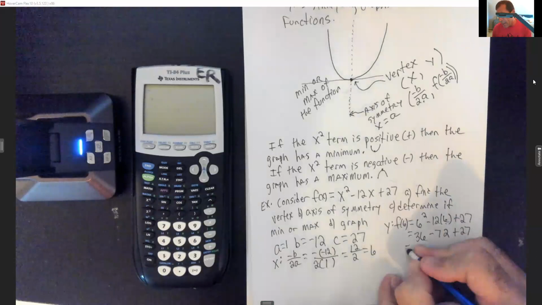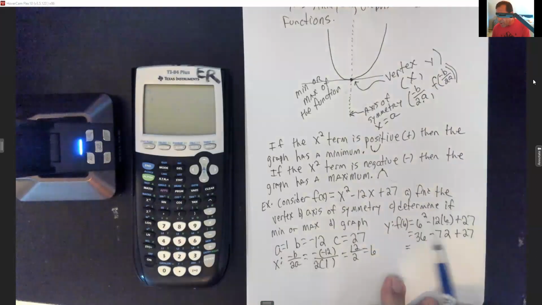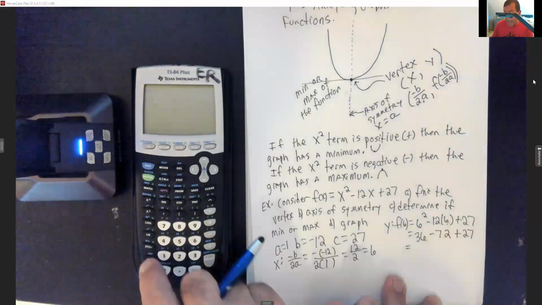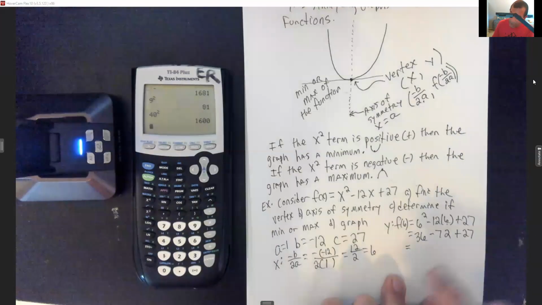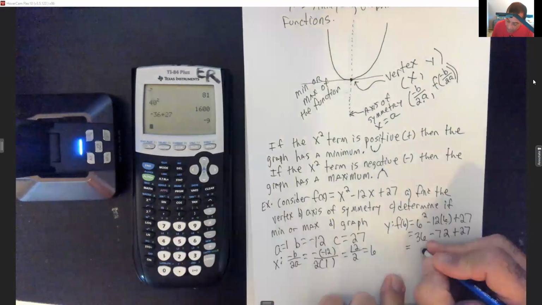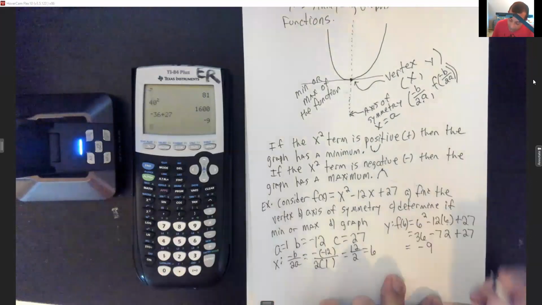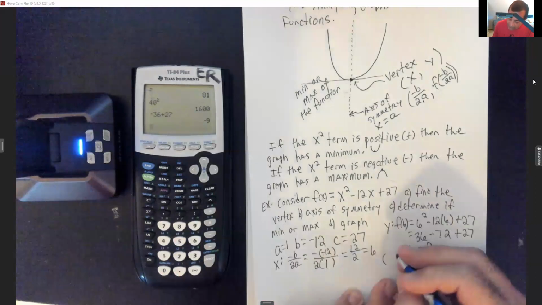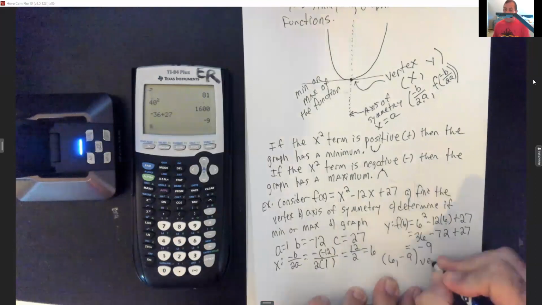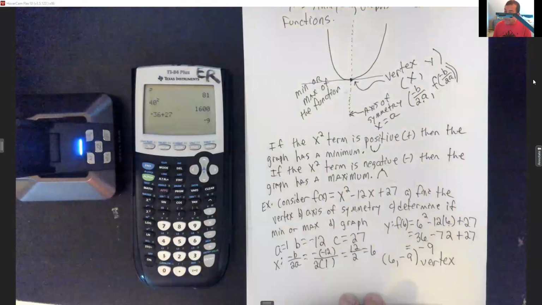And I'll tell you another little pattern I noticed. These two numbers, one's always double the other. Look at that, 36, if you double it, is 72. Later on when I work them, you'll notice those patterns, okay? So 36 minus 72 is a negative 36, and a negative 36 plus 27 is going to give me negative 9. So my vertex is going to be 6, negative 9. And you do have to put that in MATLAB as an ordered pair, okay?